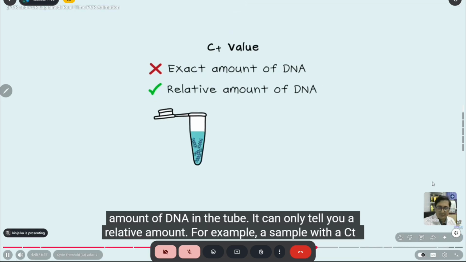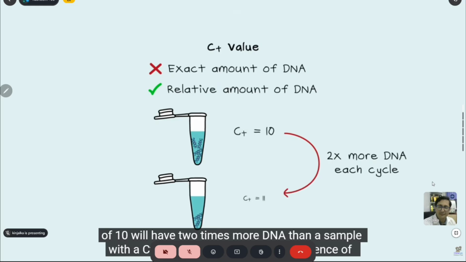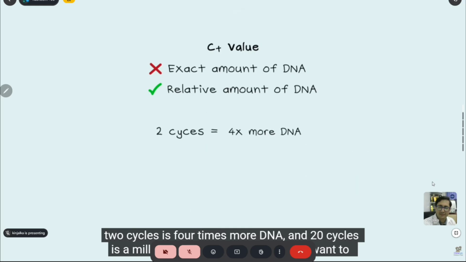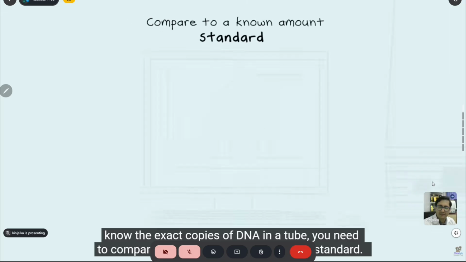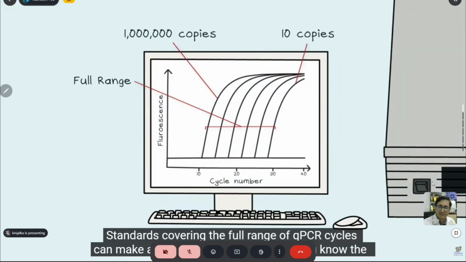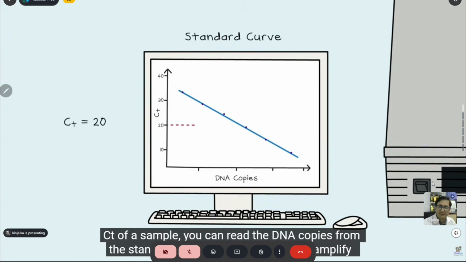For example, a sample with a CT of 10 will have 2 times more DNA than a sample with a CT of 11. That means that a difference of 2 cycles is 4 times more DNA, and 20 cycles is 1,000,000 times more DNA. So if you want to know the exact copies of DNA in a tube, you need to compare it to a known amount called the standard. Standards covering the full range of qPCR cycles can make a standard curve. Then when you know the CT of a sample, you can read the DNA copies from the standard curve.